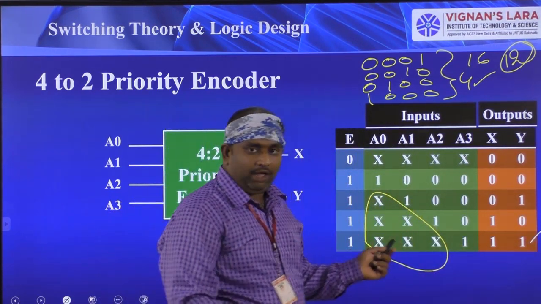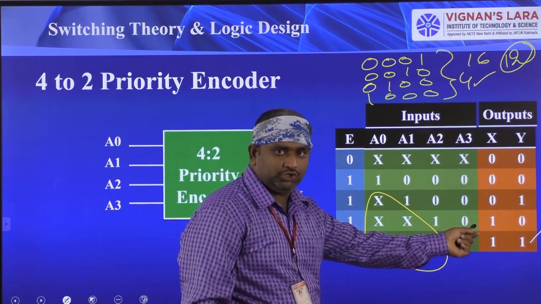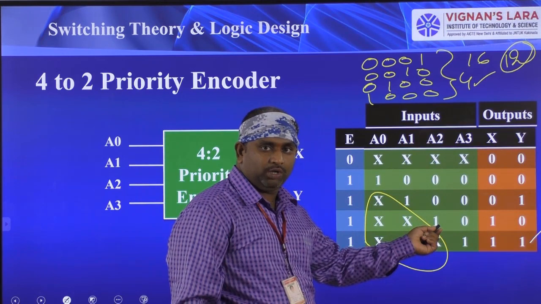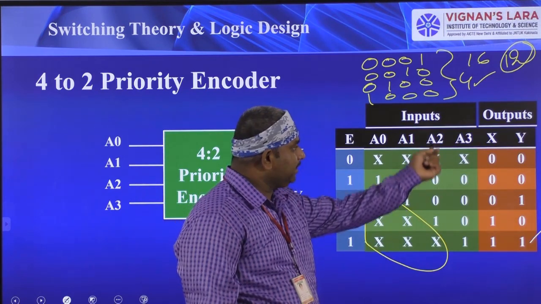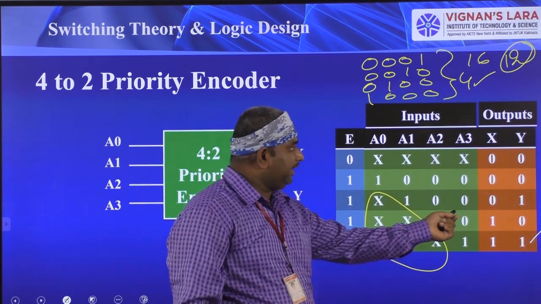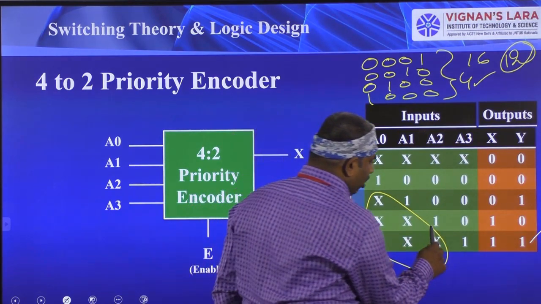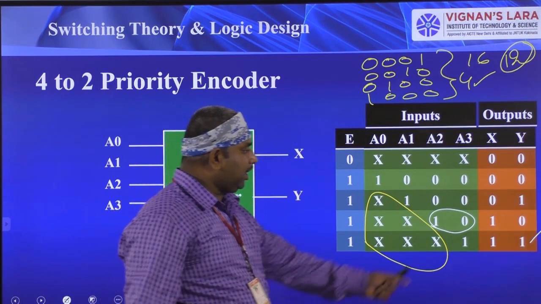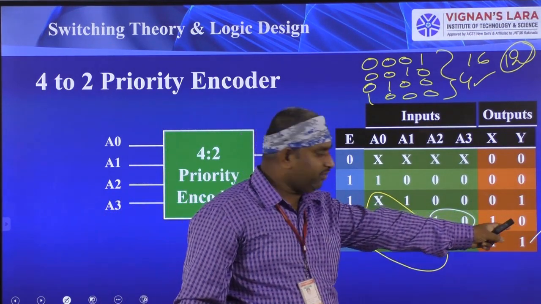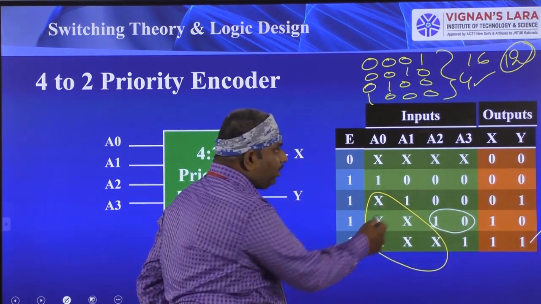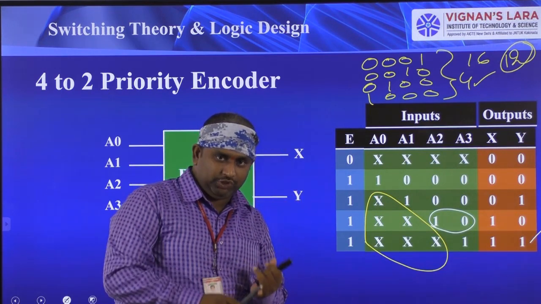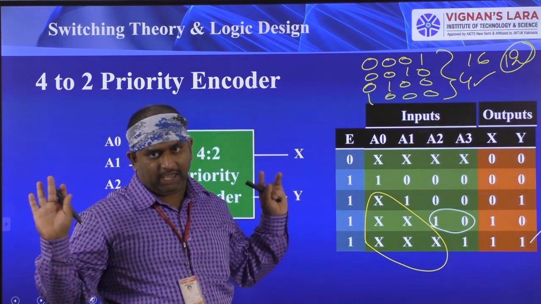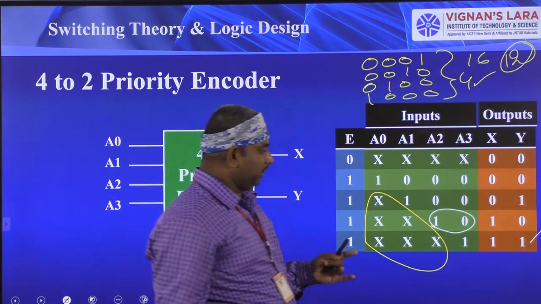Otherwise, if LSB is equal to 0 and the next bit after the LSB is equal to 1, that is A2 is equal to 1 and A3 is equal to 0, see here the combination, then automatically I am representing xy is equal to 0 1. Here A0 A1 may be 00 or 01 or 10 or 11, whatever it may be. Don't care about that.